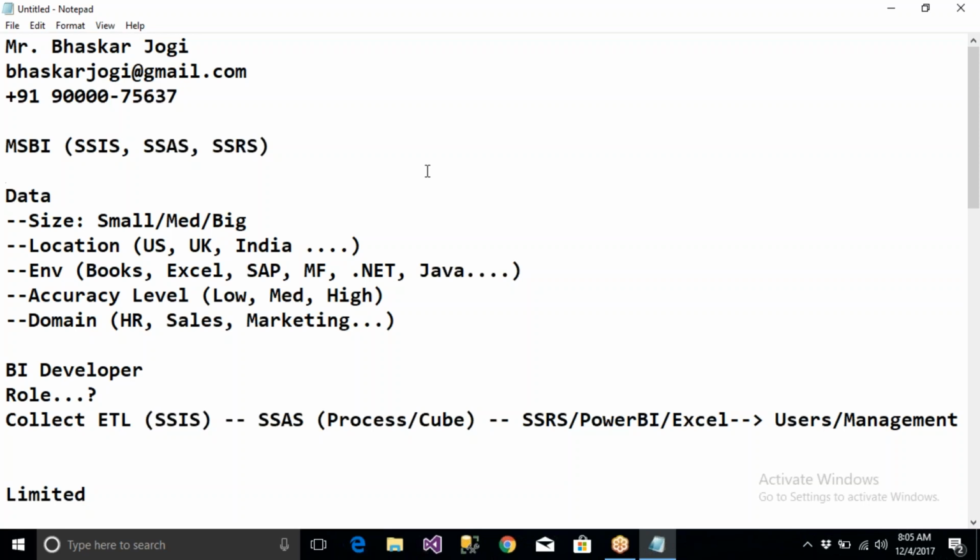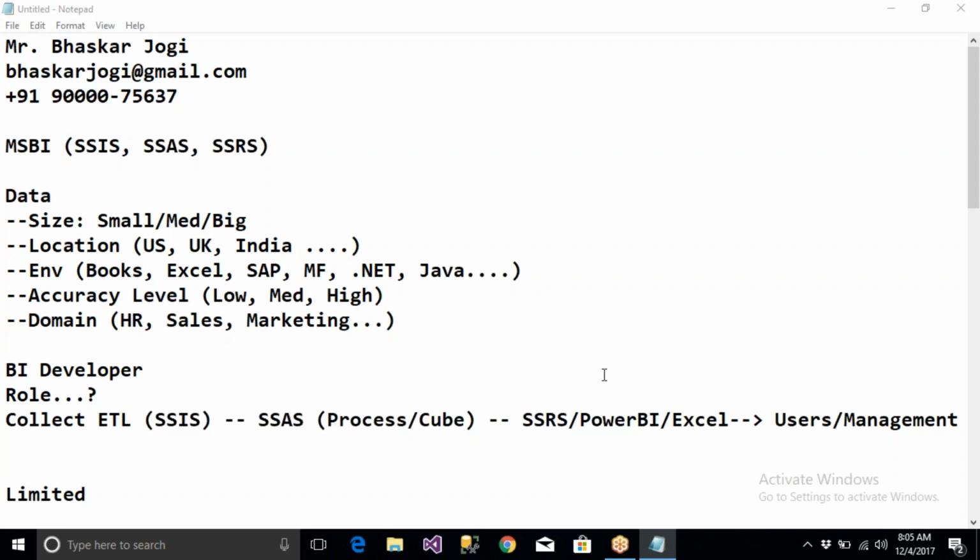Using Java you should be able to do it, or you should be able to use .NET also. Or if you have a web service and you want to capture the data from the web service, you can use the web service task within SSIS. Is this clear? Okay, SSIS. Yeah, web service task.